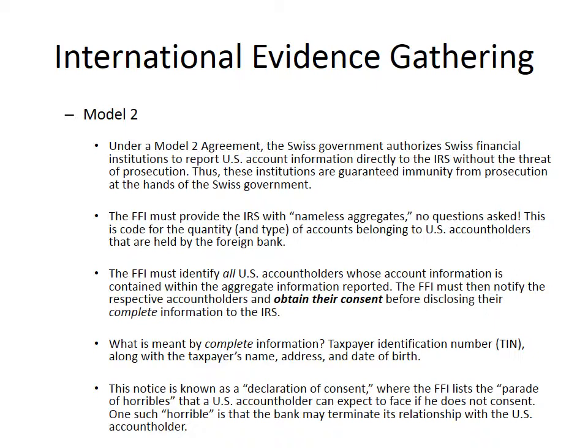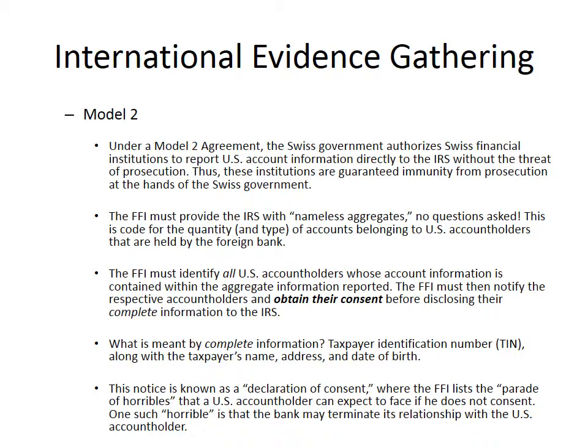It's nothing more than the quantity and type of accounts that the Swiss bank holds belonging to U.S. account holders. Okay, so let's say, for example, that Swiss bank ABC has 200 U.S. account holders. As part of a nameless aggregate submission, the bank would have to tell the IRS that it has 200 U.S. account holders.